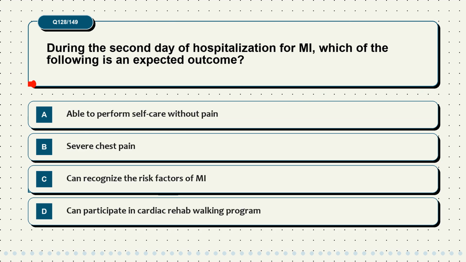Question 128. During the second day of hospitalization for MI, which of the following is an expected outcome? Here are the options. Option A. Able to perform self-care without pain. Option B. Severe chest pain. Option C. Can recognize the risk factors of MI. Option D. Can participate in cardiac rehab walking program.